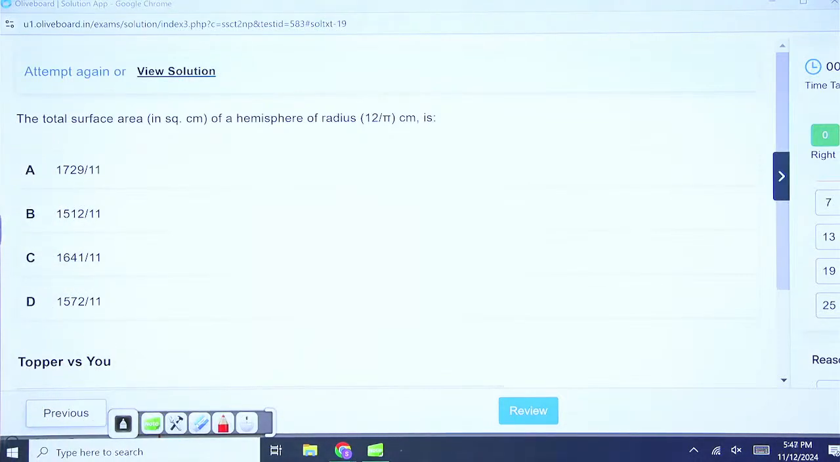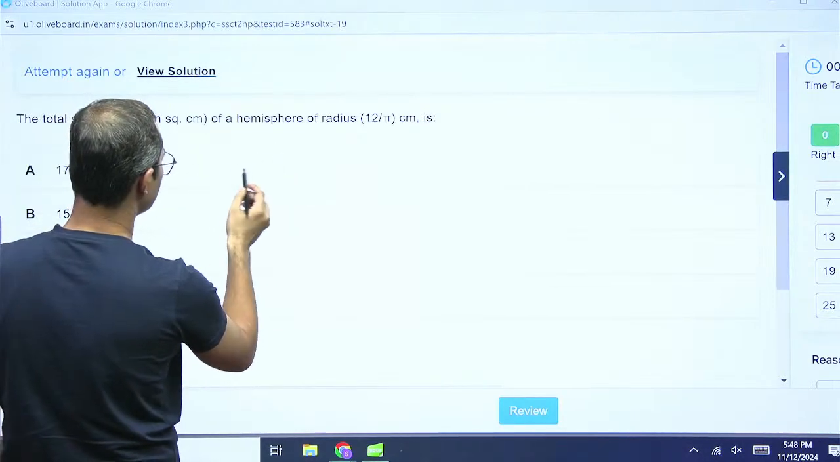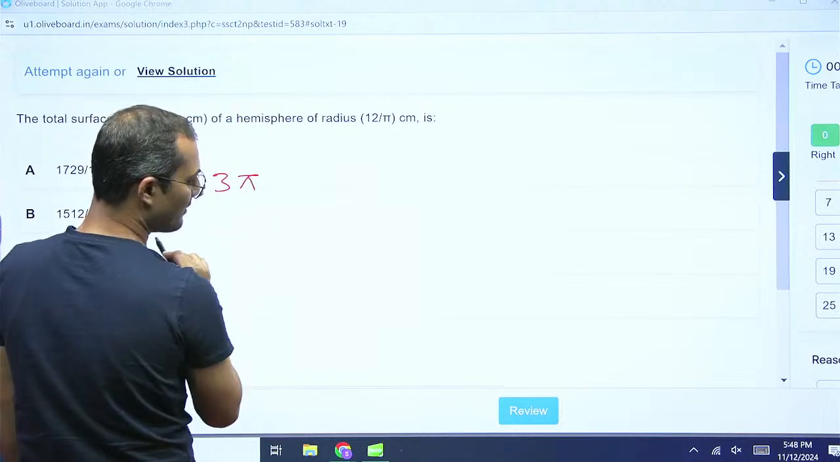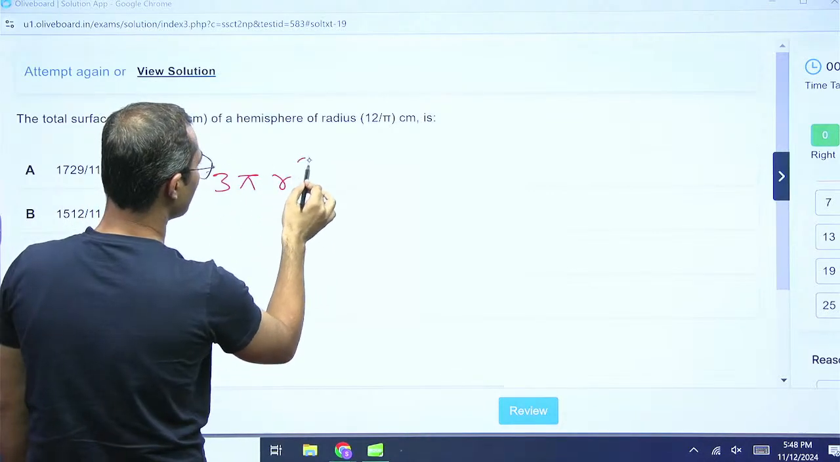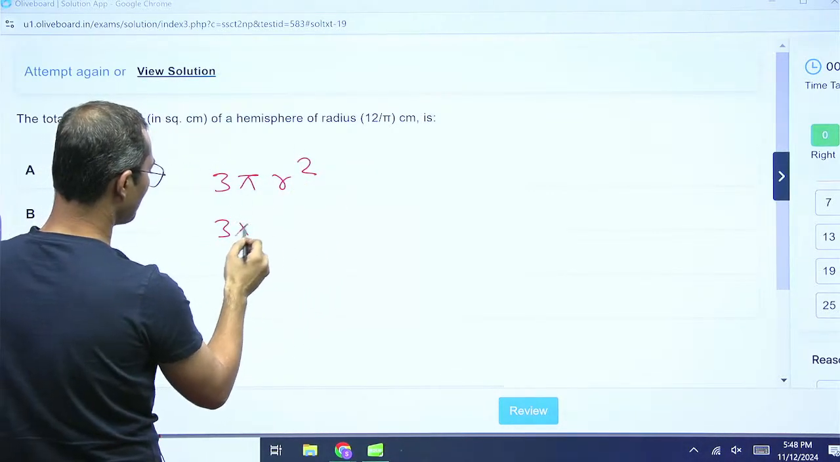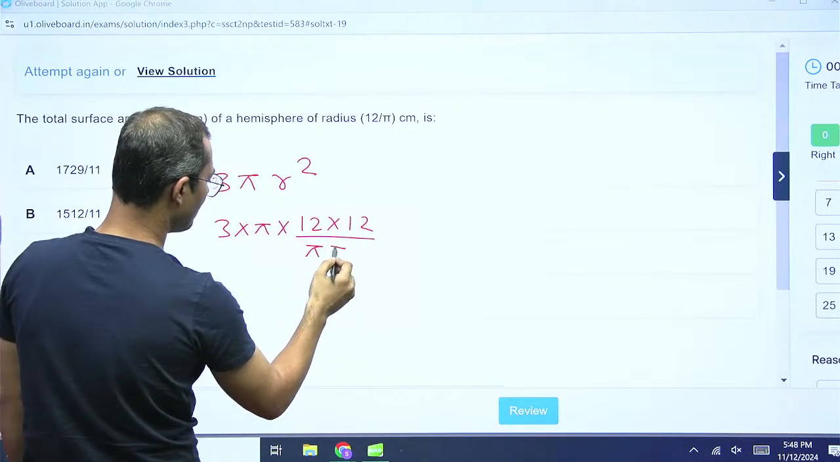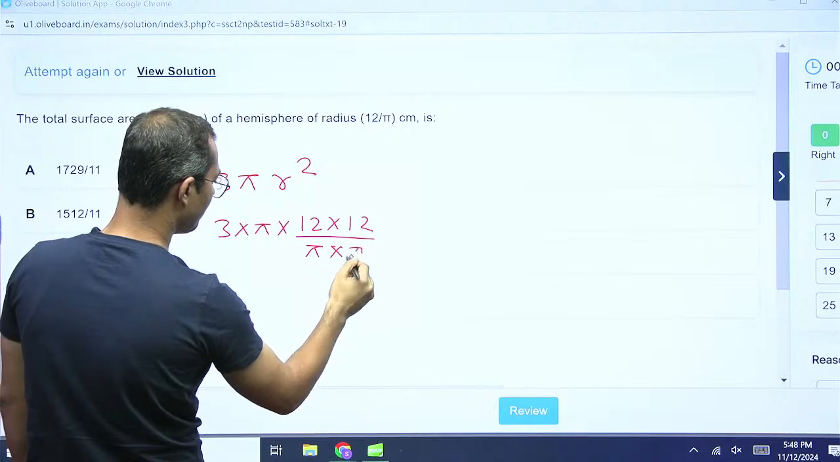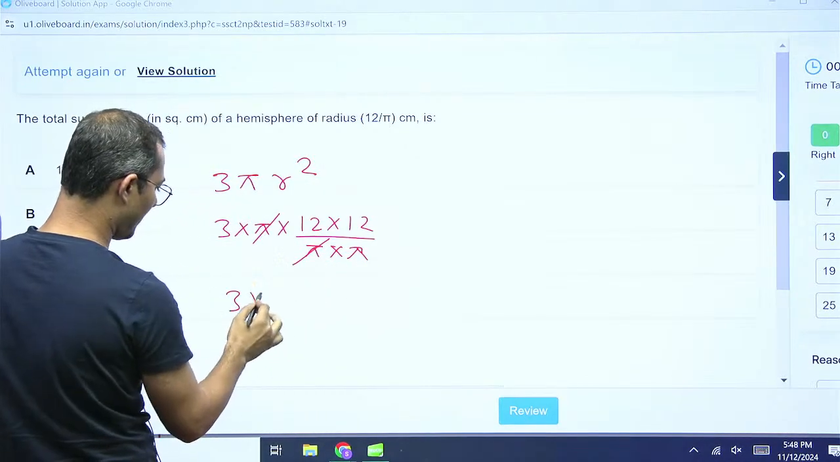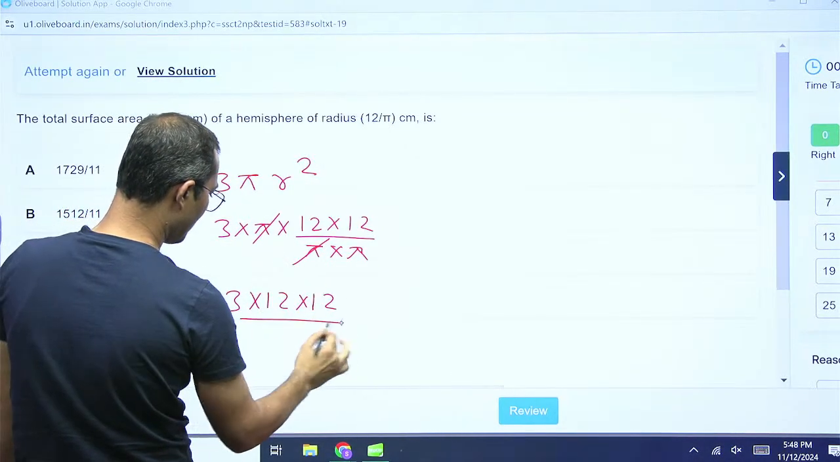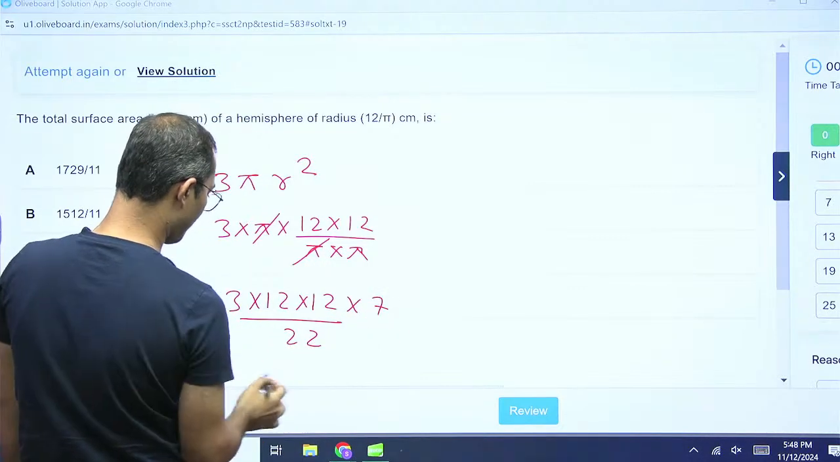The total surface area of a hemisphere of radius 12 by pi centimeter is. The total surface area of a hemisphere is 3 pi r square, right? So the radius is 12 upon pi, so 3 into pi into (12 upon pi) into (12 upon pi). By pi this is cancelled, so 3 into 12 into 12 divided by 22 into 7 by 2.